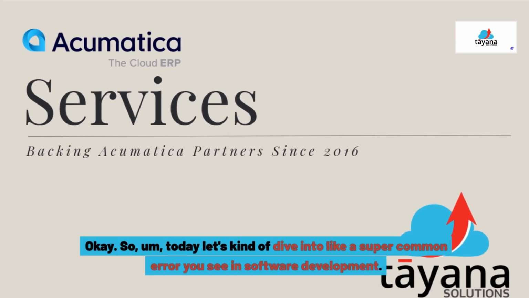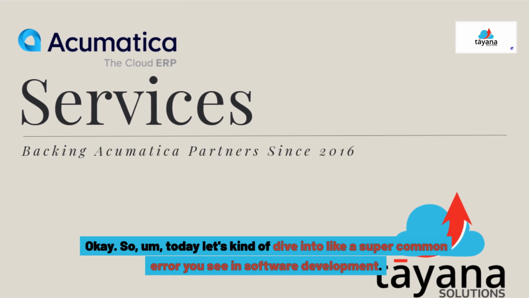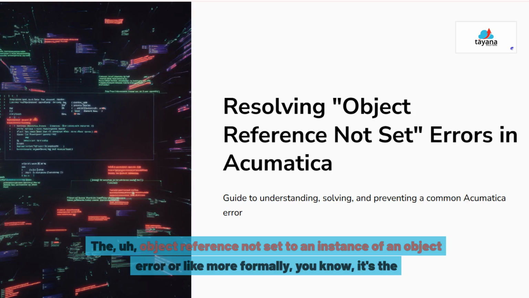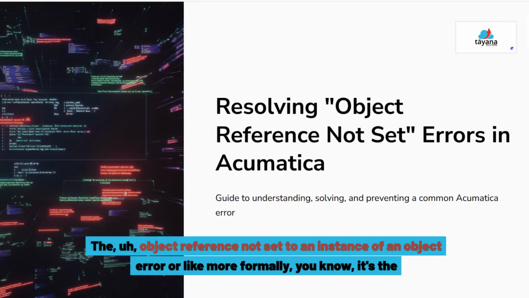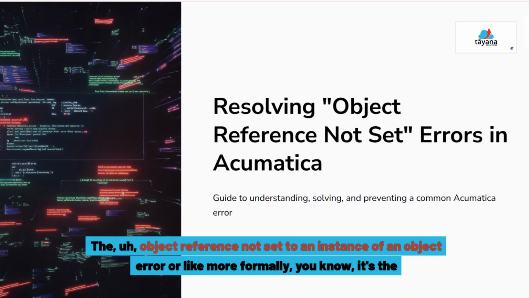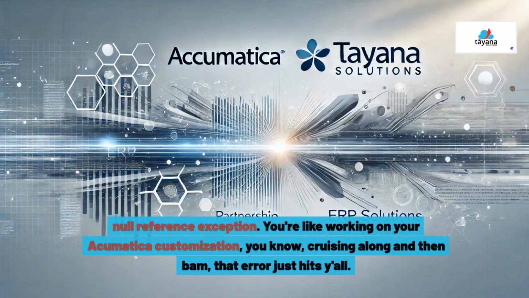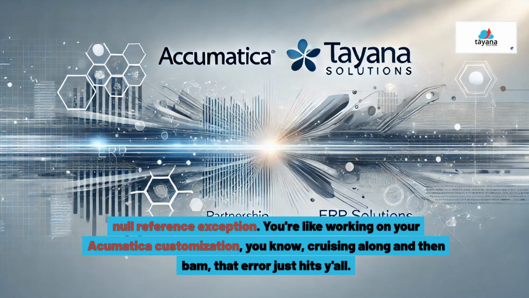Okay, so today let's dive into a super common error you see in software development. I bet a lot of you have run into this: the object reference not set to an instance of an object error, or more formally, the System.NullReferenceException. You're working on your Acumatica customization, cruising along, and then bam, that error just hits you.